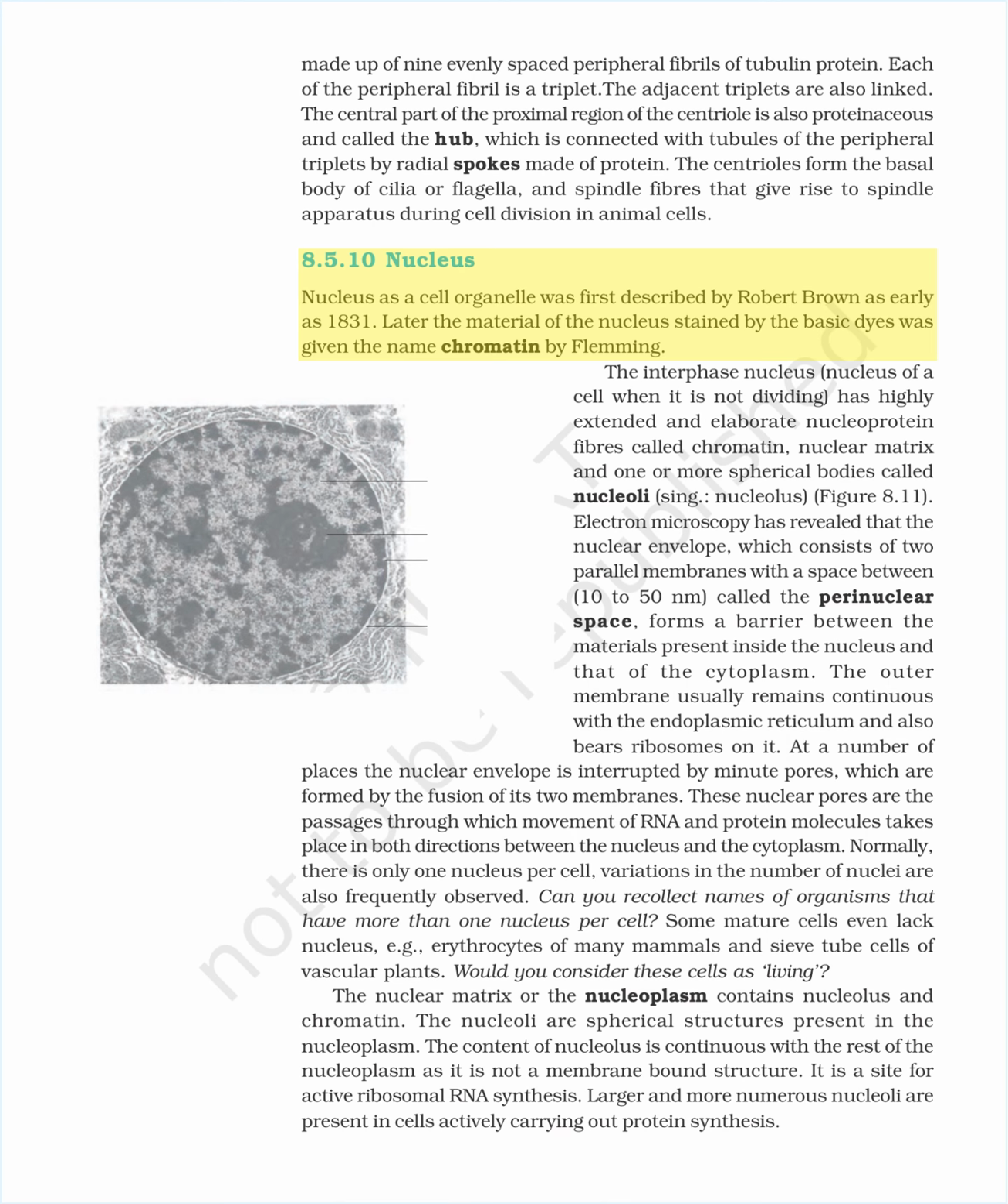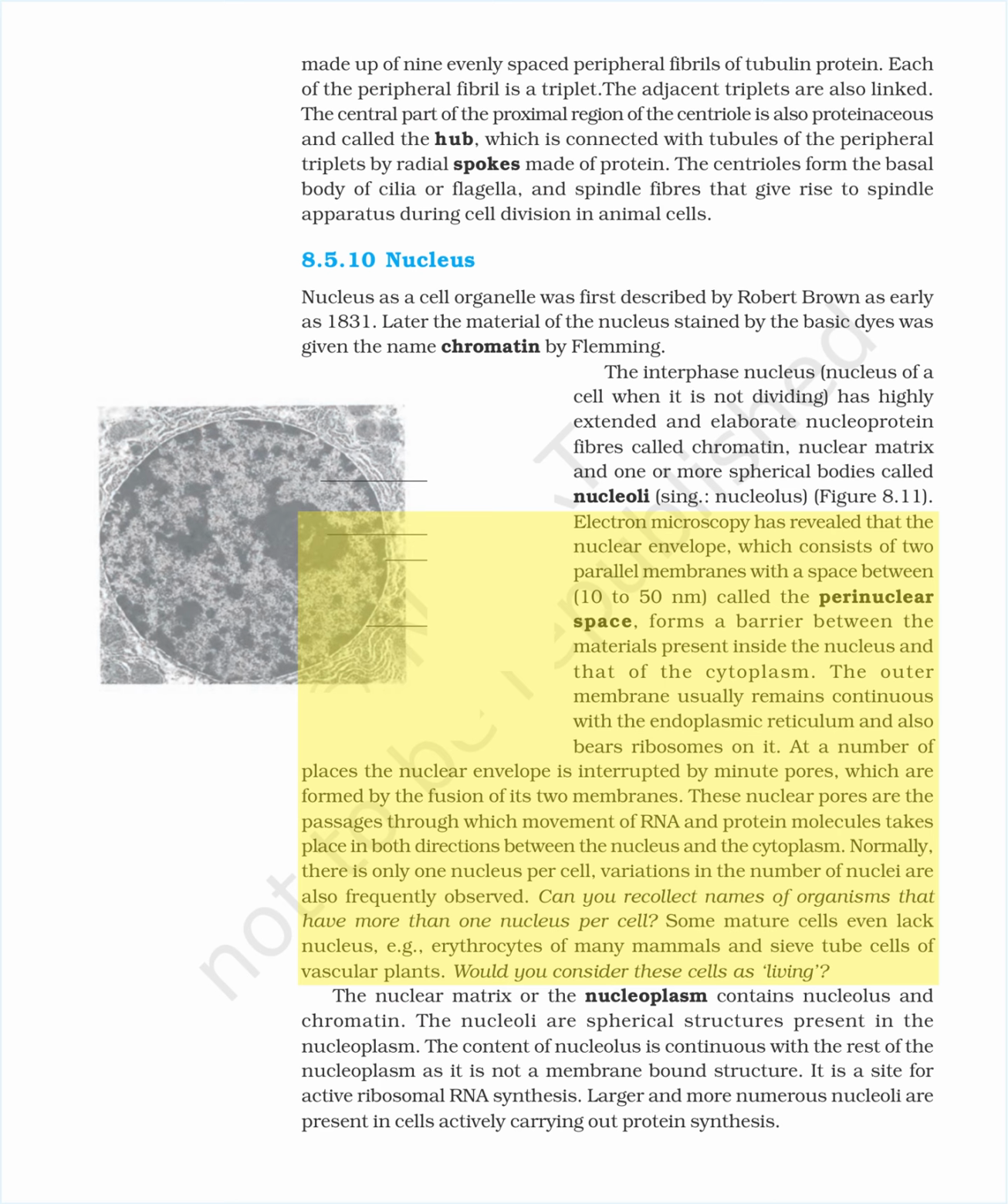8.5.10 Nucleus as a cell organelle was first described by Robert Brown as early as 1831. Later the material of the nucleus stained by the basic dyes was given the name chromatin by Fleming. The interphase nucleus of a cell, when it is not dividing, has highly extended and elaborate nucleoprotein fibers called chromatin, nuclear matrix, and one or more spherical bodies called nucleoli, singular nucleolus, Figure 8.11.